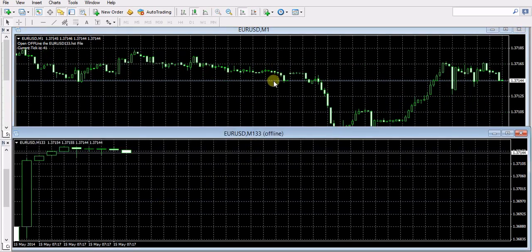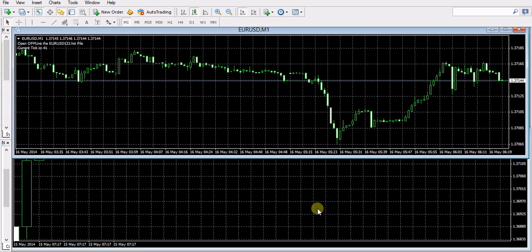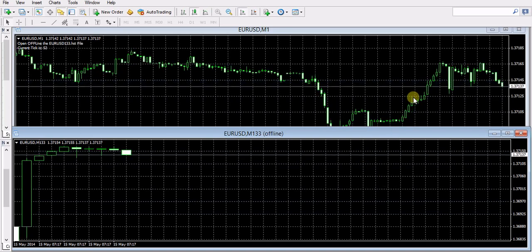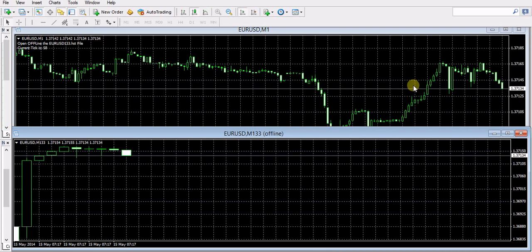So again, the top graph is the time Euro USD chart, and the bottom graph is the 133 tick chart. Now, like I said before, I go into a lot of detail about the candlestick chart formation, and you can find that on the website. But let's just discuss candlestick formation basics really quickly here.